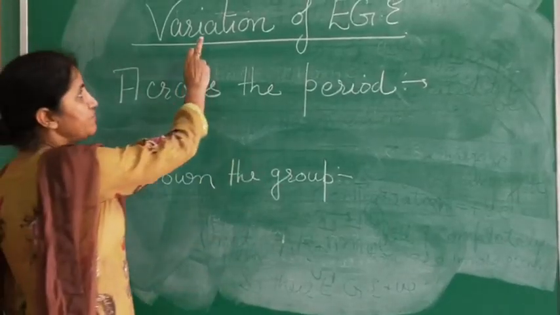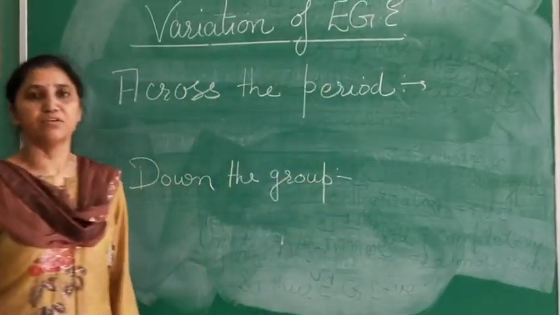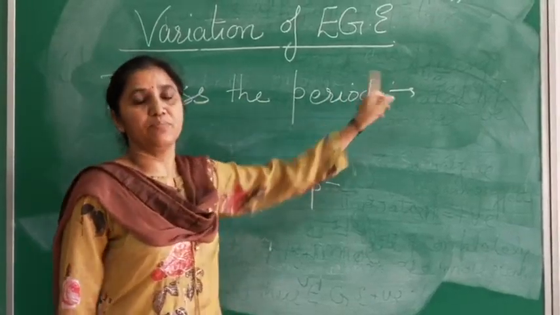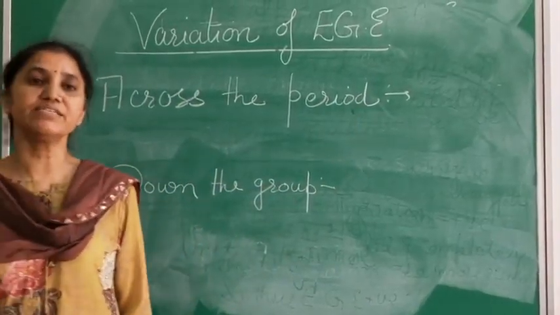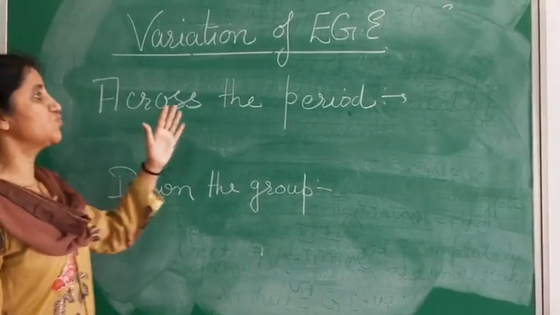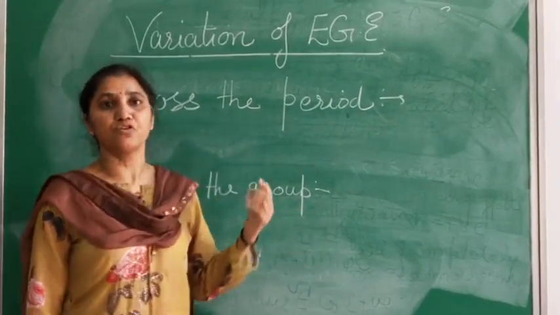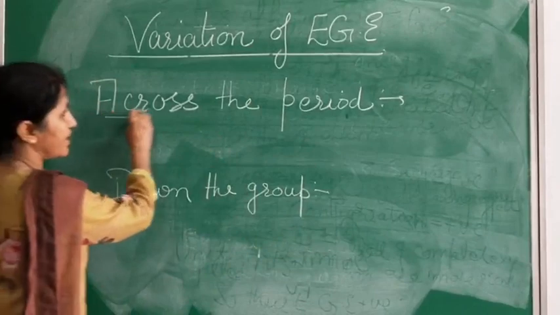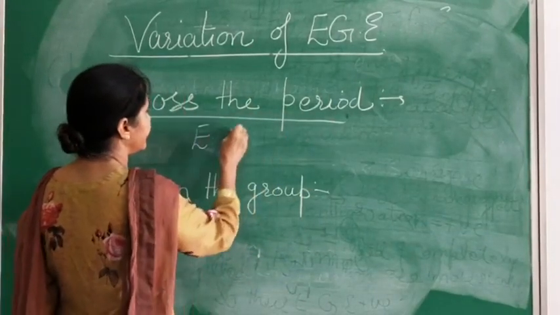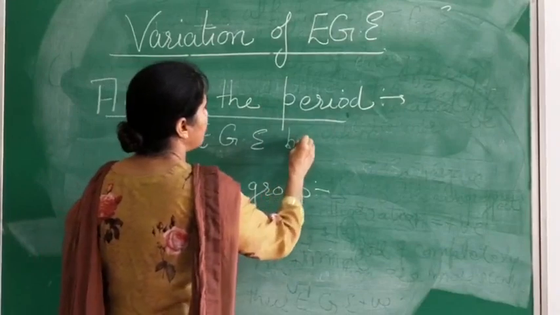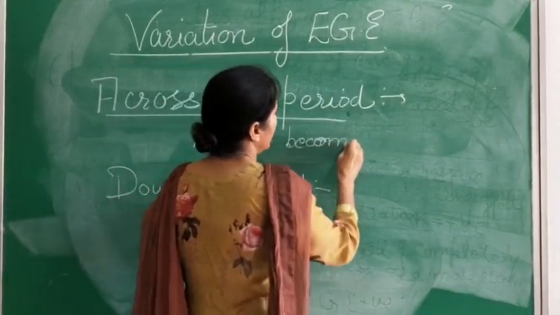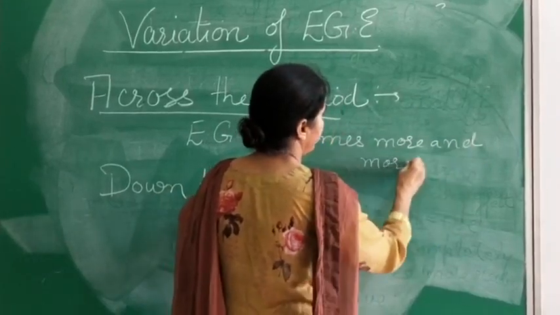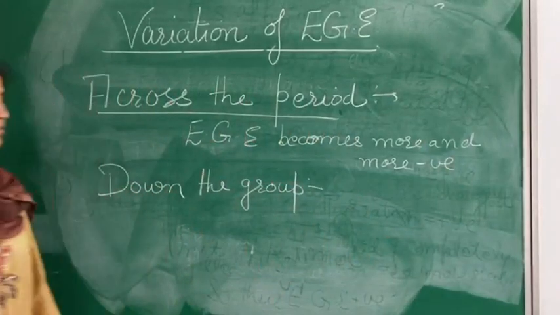Now next, come to the variation of electron gain enthalpy across the period and down the group. As we move across the period, atomic size decreases and the nuclear charge increases. Both these factors increase the force of attraction for the incoming electron towards the nucleus. Thus, as we move across the period, electron gain enthalpy becomes more and more negative. This is the variation across the period.